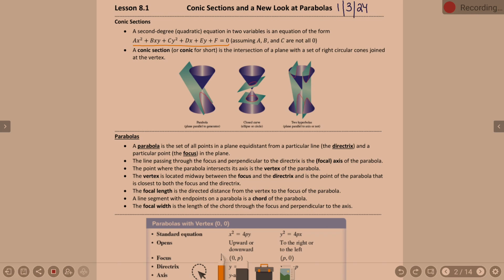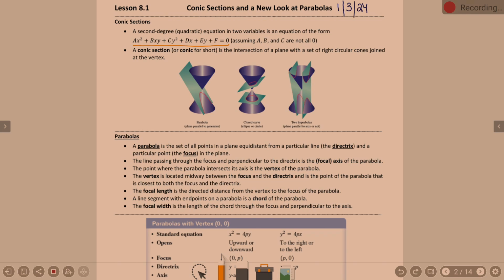You take this plane and you slice at an angle that catches only one of the cones, and a parabola is formed. I don't know if you guys can see the red line on my screen there, but there's your parabola, formed when it slices through that cone at an angle like that. That's a parabola. That's what we're going to be talking about as we go through Lesson 8.1.